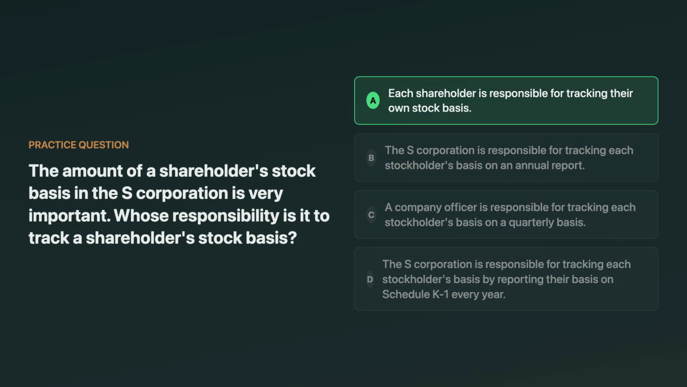The correct answer is, each shareholder is responsible for tracking their own stock basis. The K-1 reports income, deductions, and distributions, but it does not maintain your basis for you. A tempting wrong answer is the idea that the S corporation reports basis on the K-1 every year, because basis is personal and depends on the shareholder's own history.